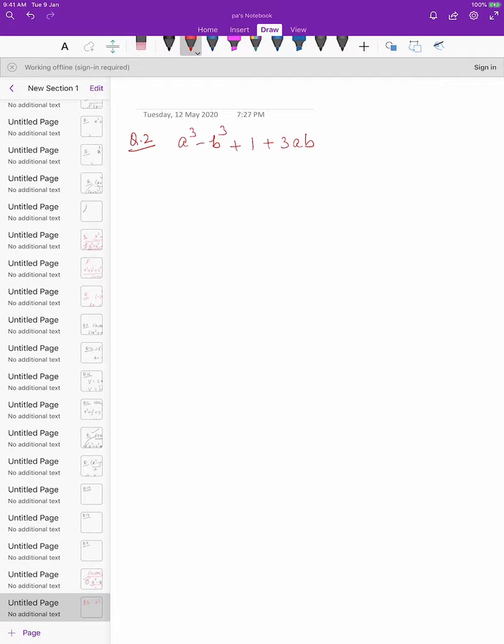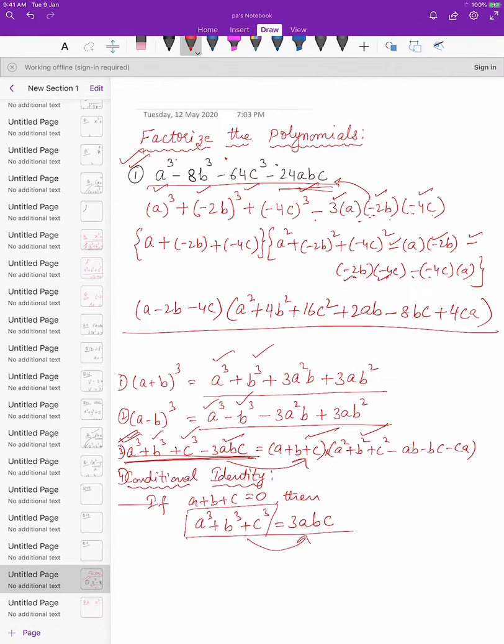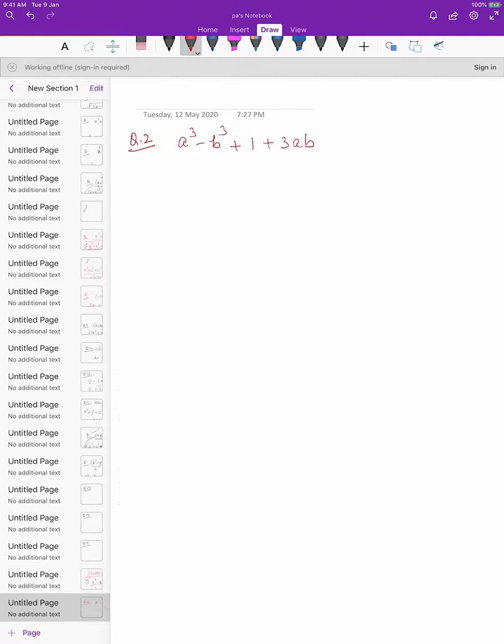Now let's take another question: a cube minus b cube plus 1 plus 3ab. Again, if you observe, there are 4 terms and some cubic expressions, but how many? At a glance you feel there are only 2 cubic terms. So if there are 2 cubic terms, we can think of using (a plus b) whole cube or (a minus b) whole cube, because there are only 2 cubic terms in these 2 expressions. But exactly, do we have 2 cubic terms or 3?